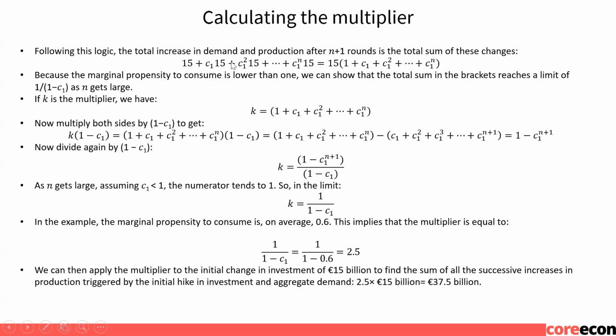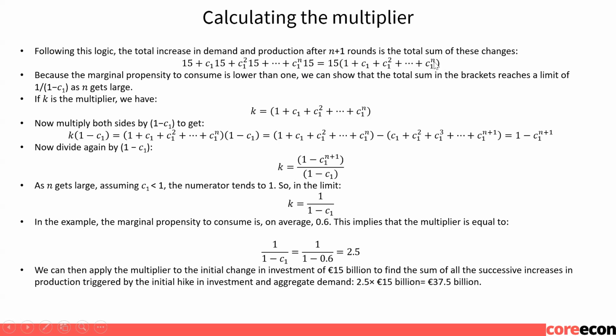Now, all right, let's see what it looks like. We have this finite summation here. So the first step, second step, third step, up to the n plus 1 step. And we can see 15 is included in each one of these terms. So we take the 15 out in parentheses. So 15 times 1, 15 times C1, 15 times C1 squared. So these two are equal to each other. This is the total increase in demand and production after n plus 1 rounds.